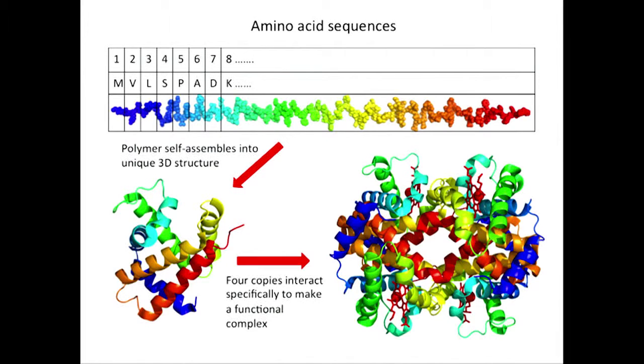And essentially the idea is that this polymer self-assembles into some kind of unique 3D structure, and it does that the same way every single time. And then those monomers, those unique 3D structures, interact either with copies of themselves or with other proteins to make functional complexes. But the problem we're interested in is getting from this linear chain of letters of amino acids to a folded functional protein molecule. I'd like to be able to predict from just this sequence what the structure and function of the protein are. That's the protein folding problem.